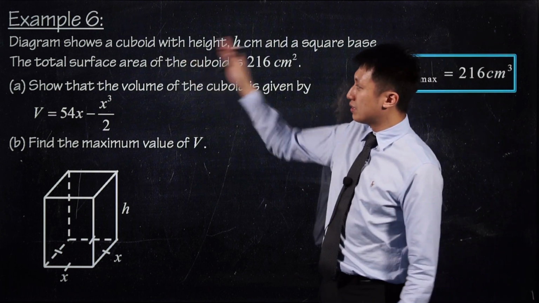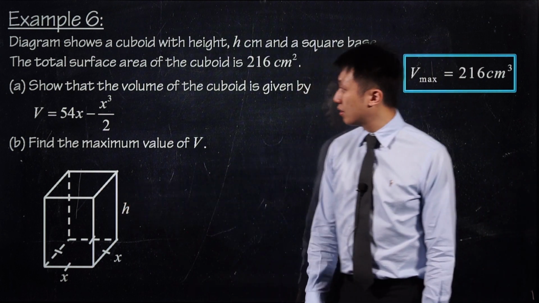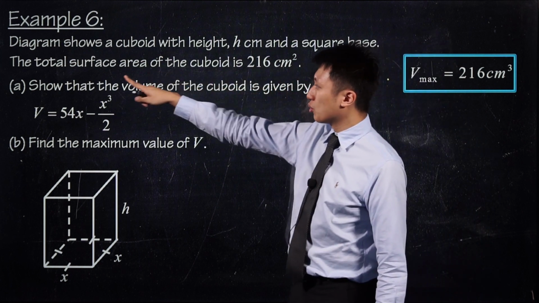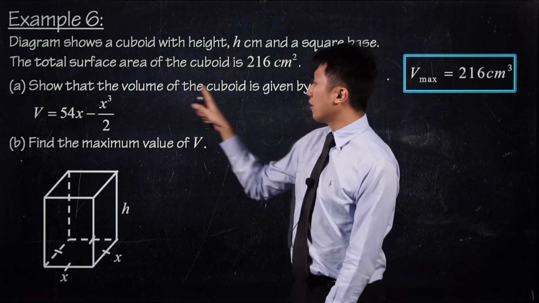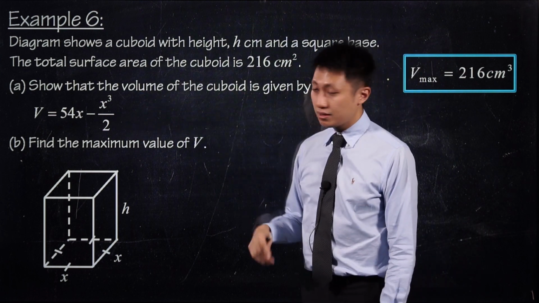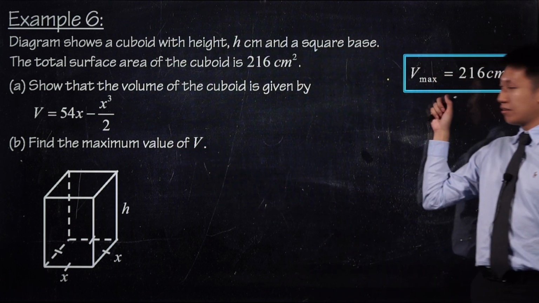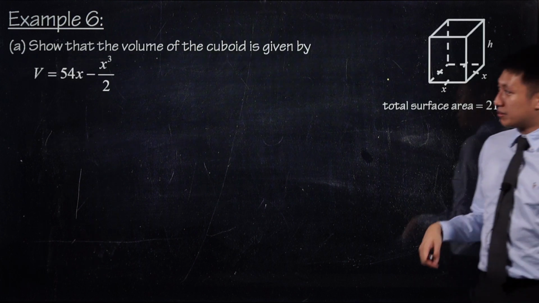Okay, so this diagram shows a cuboid. So cuboid looks like this one. Okay, and has a square base. Okay, the total surface area is 216 cm square. Show that the volume of the cuboid is given by this one. Shouldn't be too difficult. Find the maximum value of V. Okay, V maximum is given here. Pause the video if you want. If not, I'll solve it.